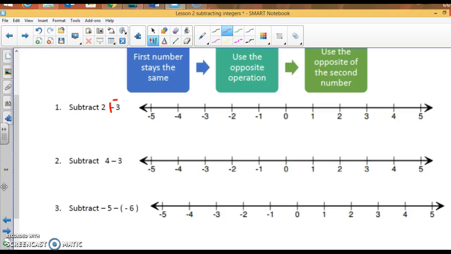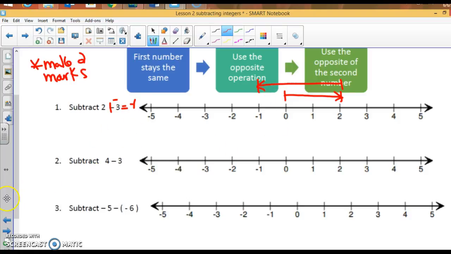I always say, make 2 marks. Change it to add the opposite. It will always be 2 marks. Add the opposite. Then you do it just like we did yesterday. Positive 2, so I start at 0. I go to the right 2, plus negative 3. I'm at 2, and I'm going to go left 3. I end up at negative 1.